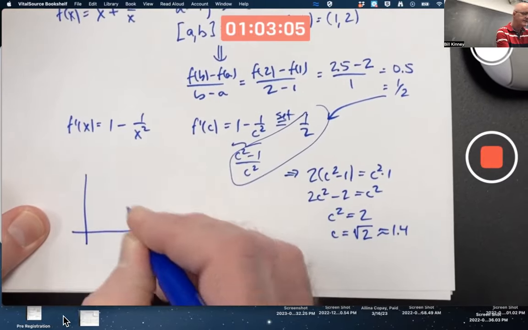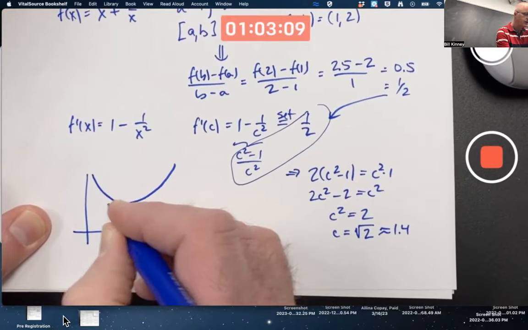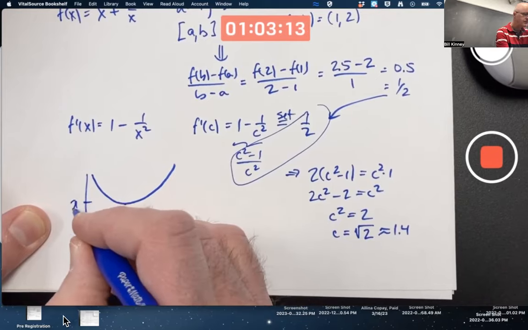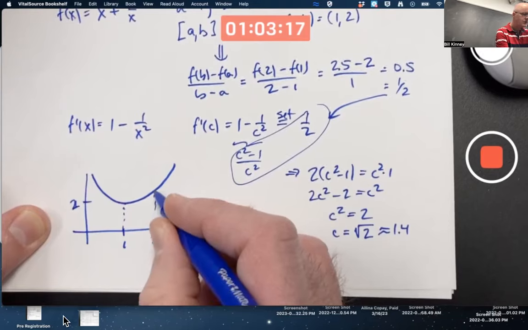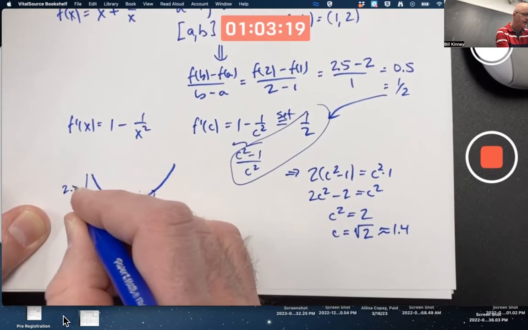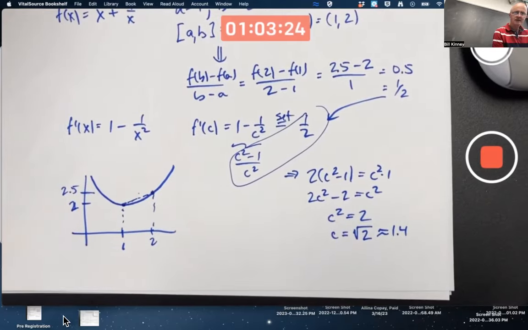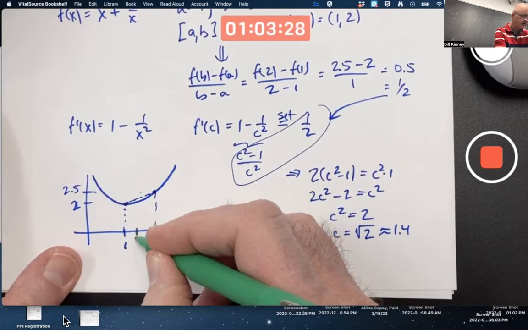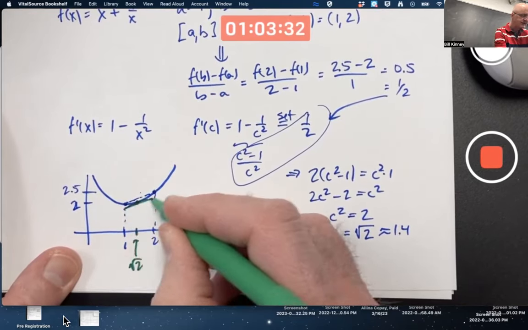Visually, what's going on is, again, the graph of f looks like this. It's the graph we already drew. There's 1, 2, excuse me. Here's the purple graph that I drew. When x is 2, the output's 2.5. The secant line in question is this secant line. The c we found to be square root of 2, which would be right around here. The tangent line is parallel to the secant line.